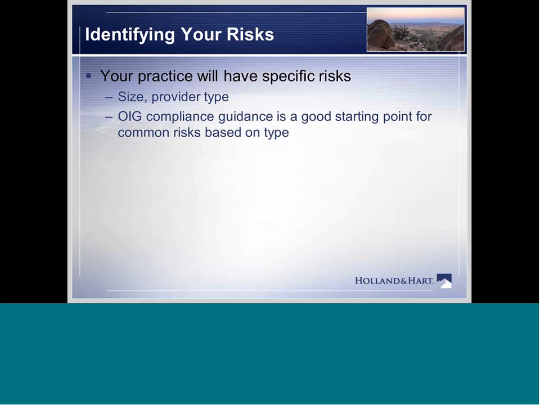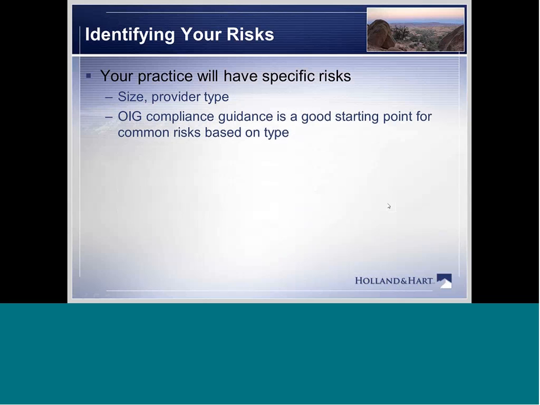So one of the first things in setting up a compliance plan or revisiting a plan you already have in place is identifying specifically the risks that your organization faces in terms of compliance. So your practice, your organization will have specific types of risks that will in part be dependent on the size of your organization, how many locations you have, how many employees, how many different types of providers you have, also the type of services you're providing.